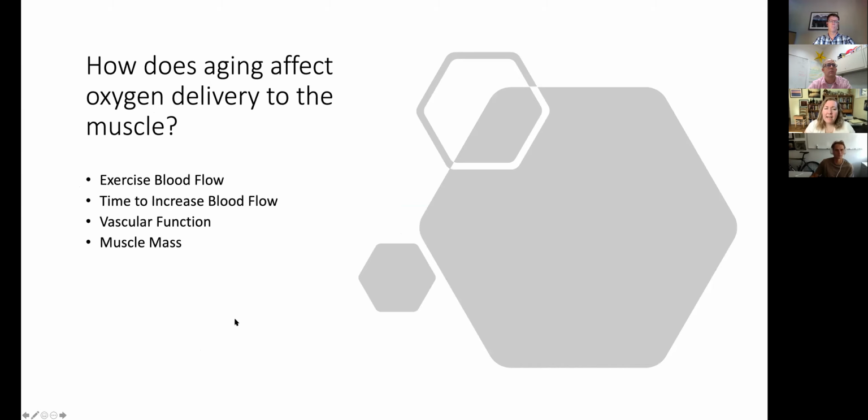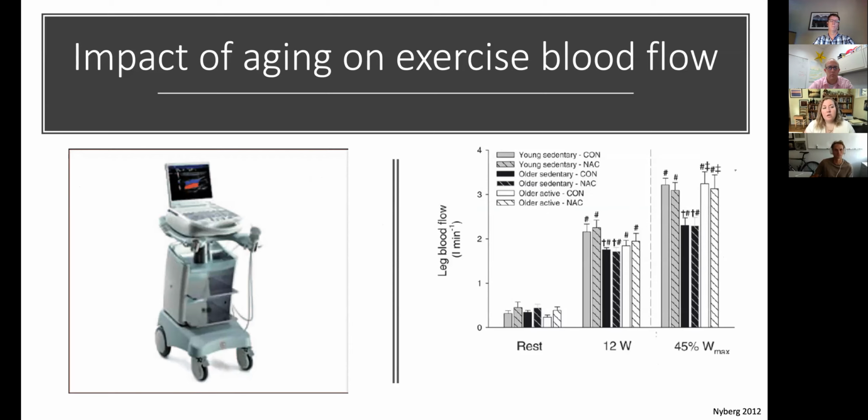So what effects does aging have on this oxygen delivery? I'm going to talk about 4 different influences of aging. So what is the impact of aging on exercise blood flow?